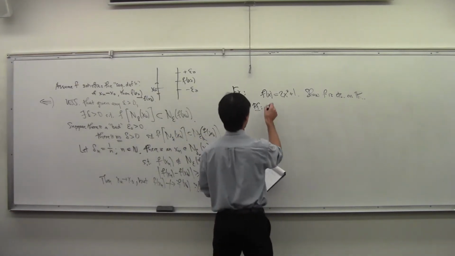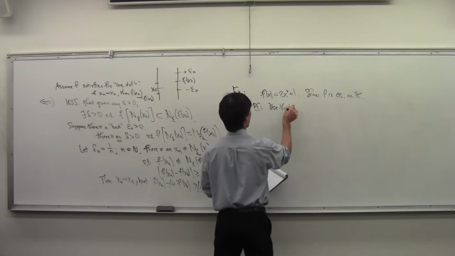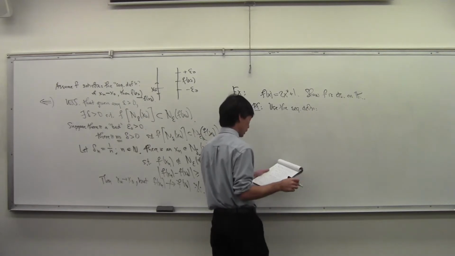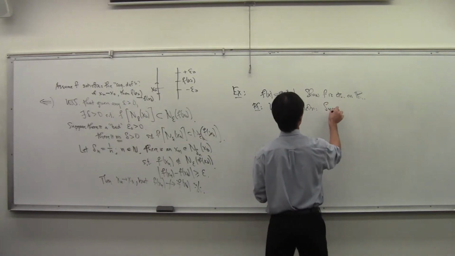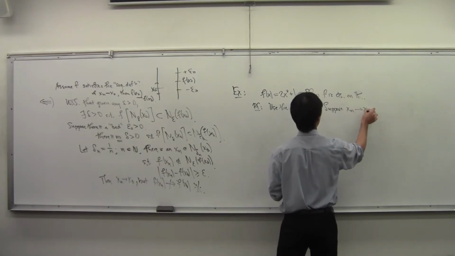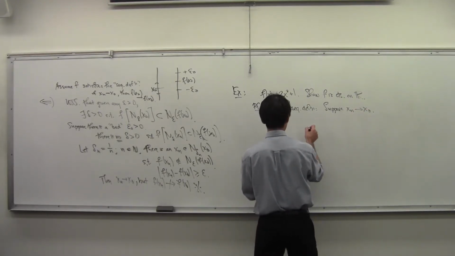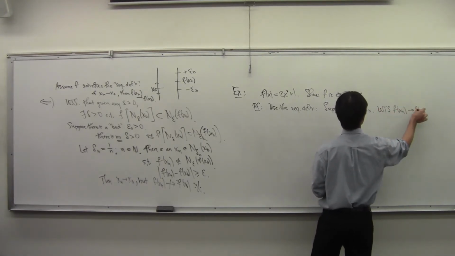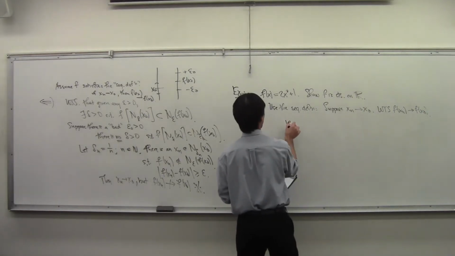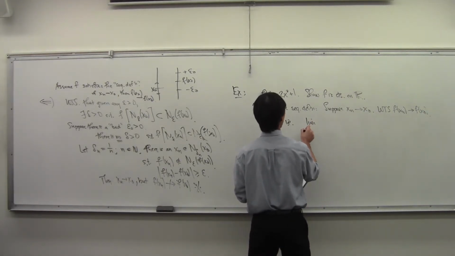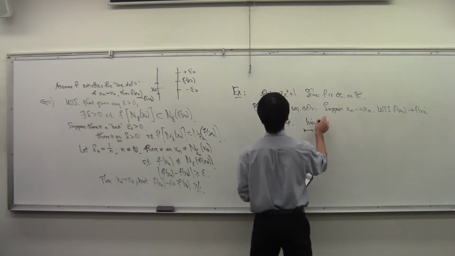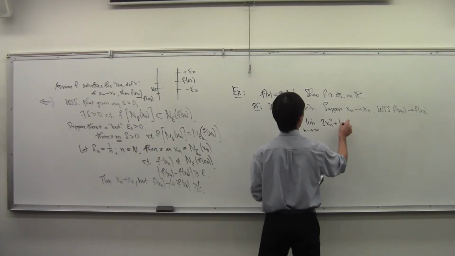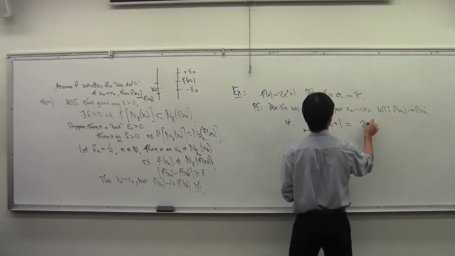Let's use the limit, the sequence definition. So suppose xn converges to x naught. We want to show that f of xn converges to f of x naught. In other words, that the limit as n goes to infinity of 2xn squared plus 1 equals 2x naught squared plus 1.